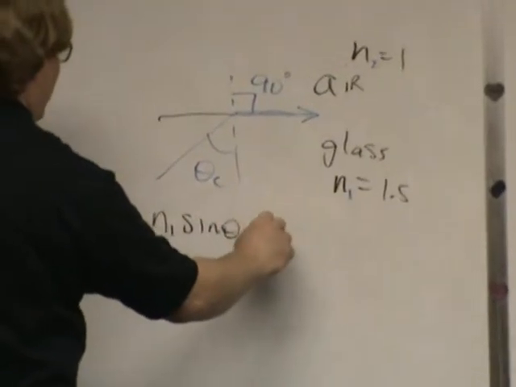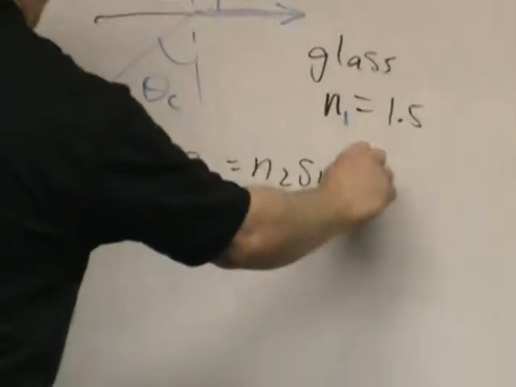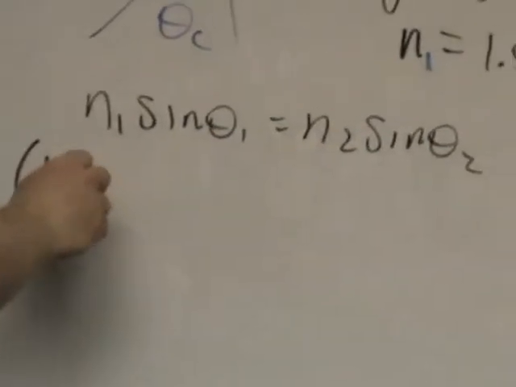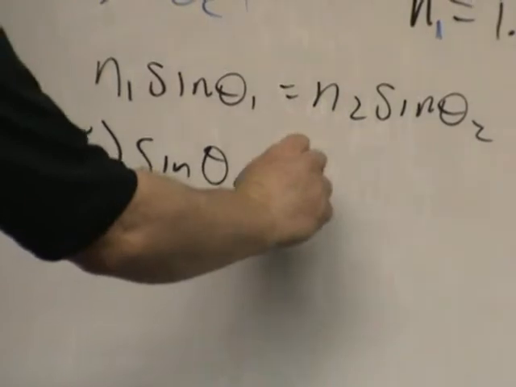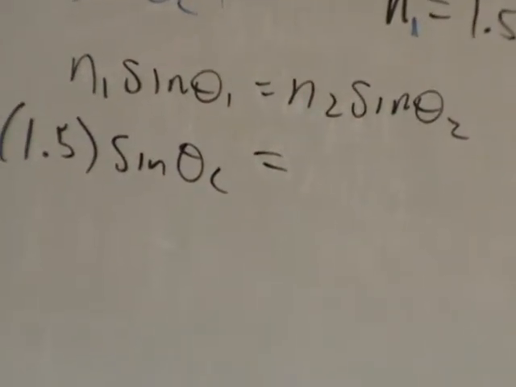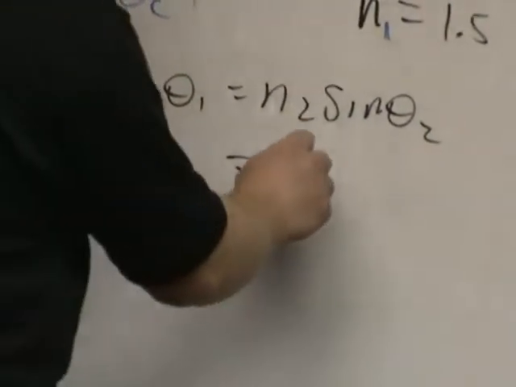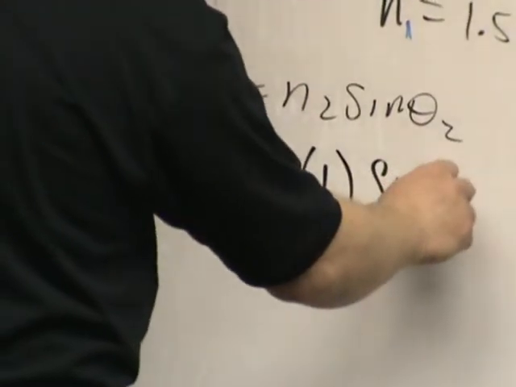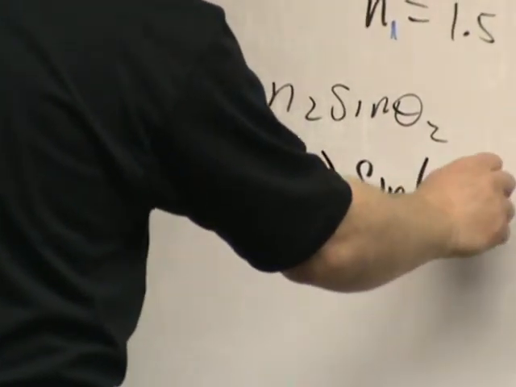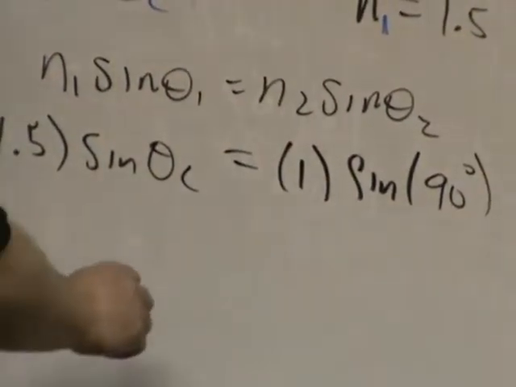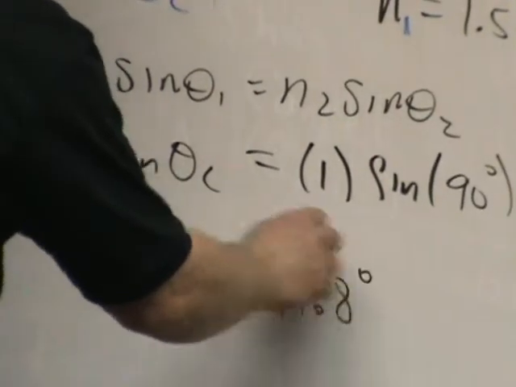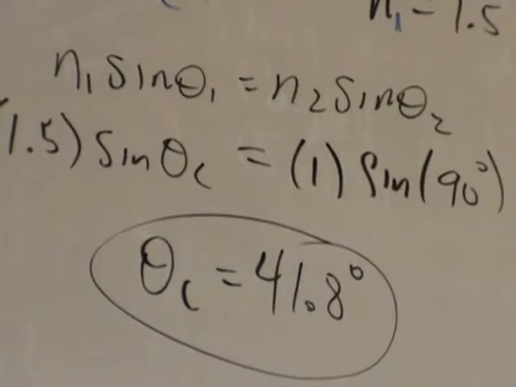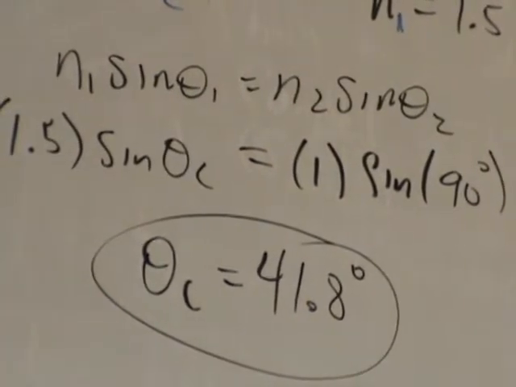N1 sine theta 1 equals N2 sine theta 2. N1 is 1.5. Theta 1 we don't know, we'll call it theta c. N2 is 1. Theta 2, hey, that's 90 degrees. And so you get theta sub c equaling about 41.8 degrees. All right, so that's the critical angle.